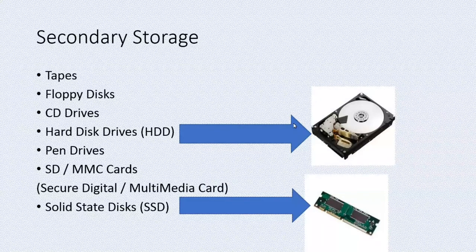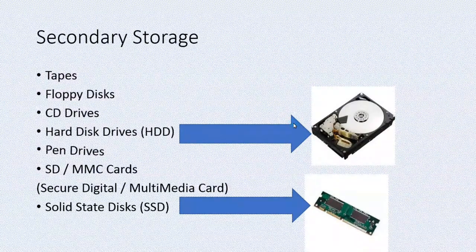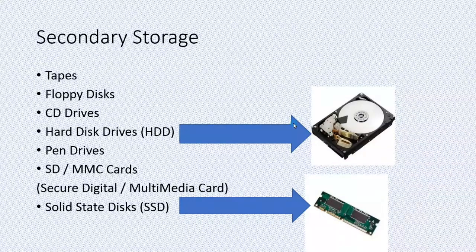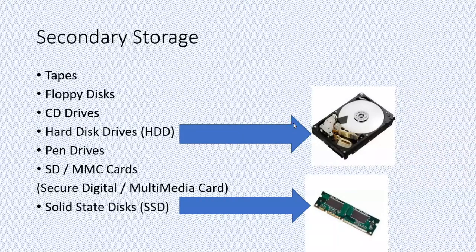We have these kinds of secondary storages, for example, tapes, floppy disks, CD drives, hard disk drives, pen drives, SD and MMC cards, which means secure digital and multimedia card, and solid state disks. So we have all these kinds of secondary storage. So from tapes to solid state disks, the difference is that solid state disks are very fast as compared to tapes or hard disk drives. Pen drives, SD, MMC cards, and solid state disks don't have any moving parts, whereas tapes, floppy disks, CD drives, hard disk drives, they all have moving parts.